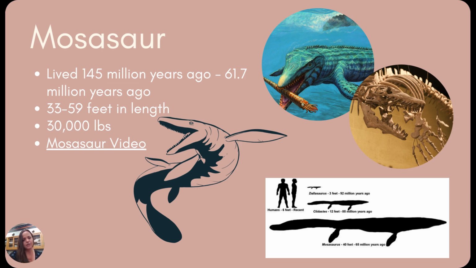The mosasaur, this one is shown in Jurassic World. I think all three of the movies show it. The mosasaur also was a sea-dwelling organism. It would eat plesiosaurs and other mosasaurs. It lived 145 million to 61 million years ago, so it died with the extinction of the dinosaurs. It was 33 to 59 feet in length, and it could be up to 30,000 pounds. So really large, similar to a crocodile, but all saltwater, no freshwater variations of it. And there's a video there for you as well.